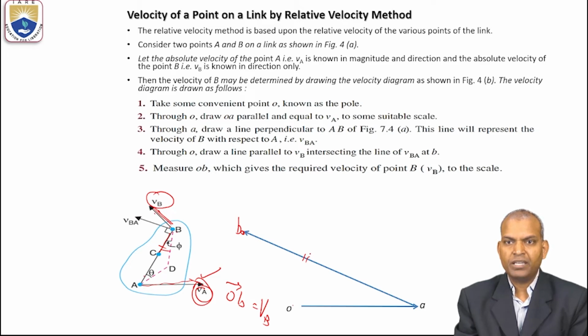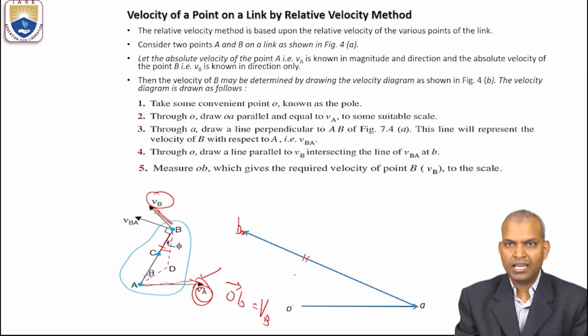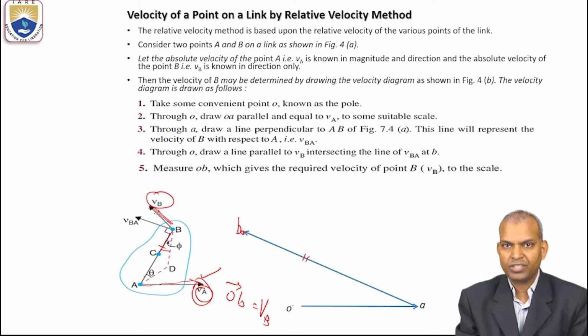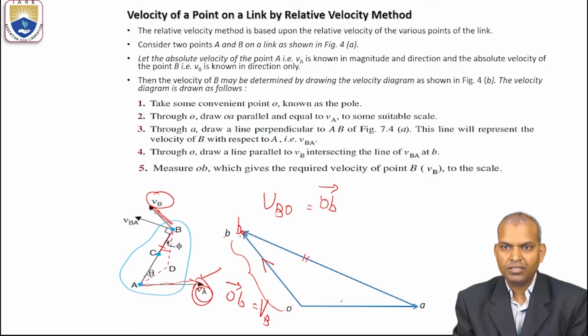But we want the velocity of B with respect to O. How to draw it? Through O, draw a line parallel to VB. The magnitude of VB was not given, only the direction. With this VB direction, draw a parallel line. That line intersects the AB line at point B. If you measure the distance O to B, that is the velocity of B with respect to O. That is OB, in the direction O to B. And the direction here is O to A.